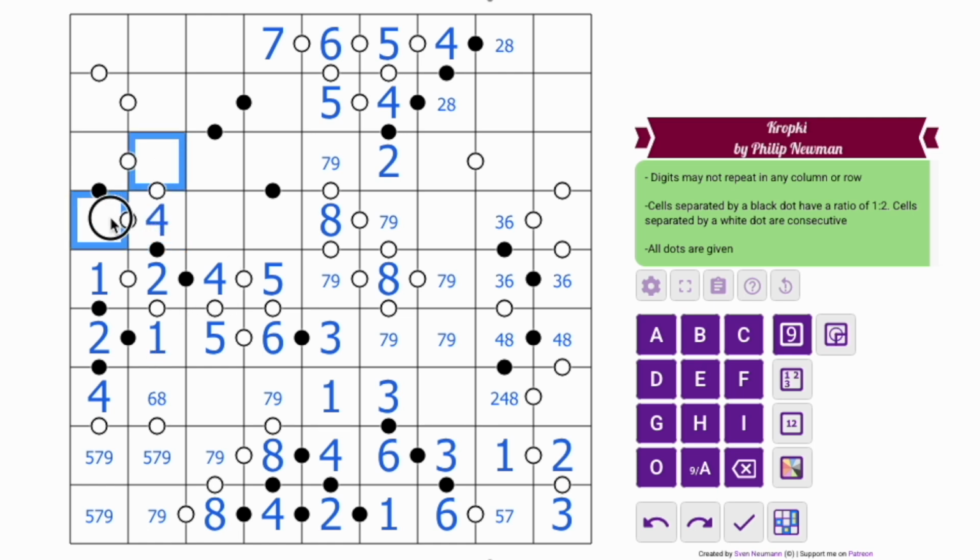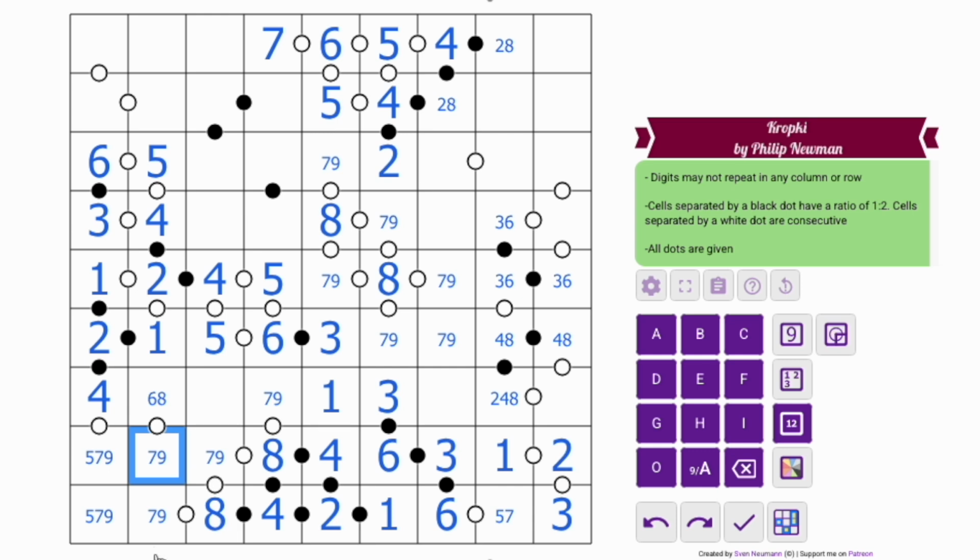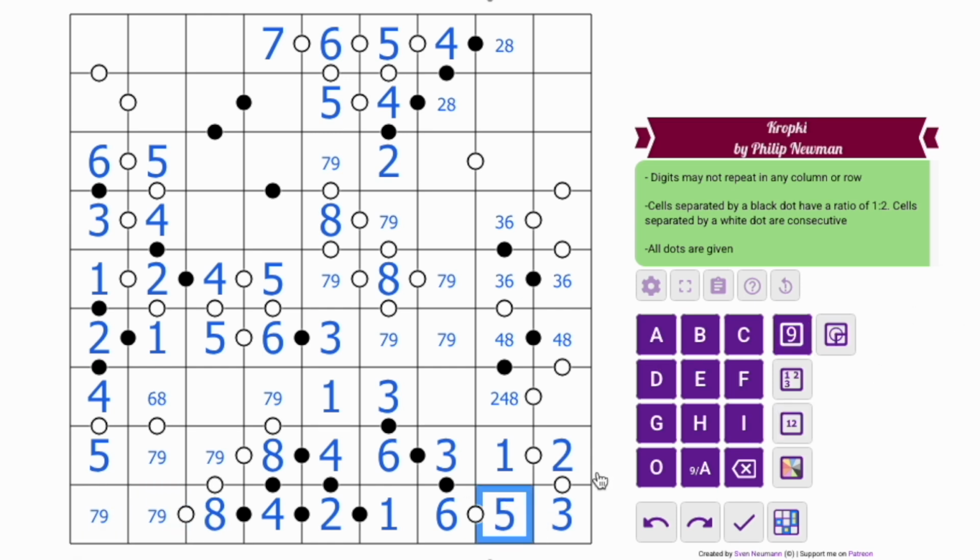And 4 is next to 3 or 5. And 5 can't be on a black Kropki. So that's 3, that's 6, and then 6 is next to 5. 5 is going to take this 5 out down here. We now have a 7, 9 pair here, which makes this a 5.